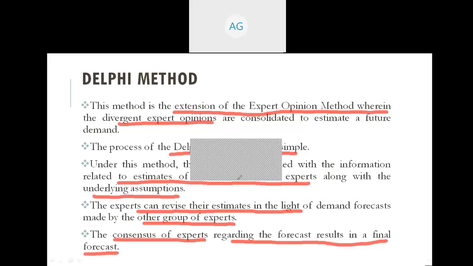So only 5 minutes are remaining. So we need to just complete this topic.